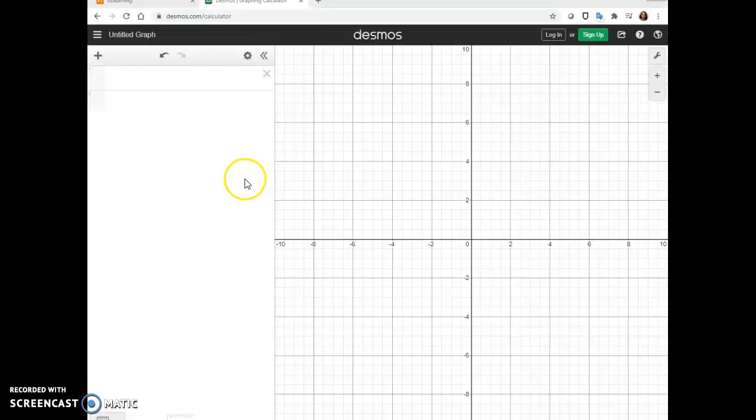Sorry about that. It didn't want to agree with me. Okay, so this is my free graphing calculator at www.desmos.com. It says /calculator. You don't have to put the calculator part in there. It should come up for you.